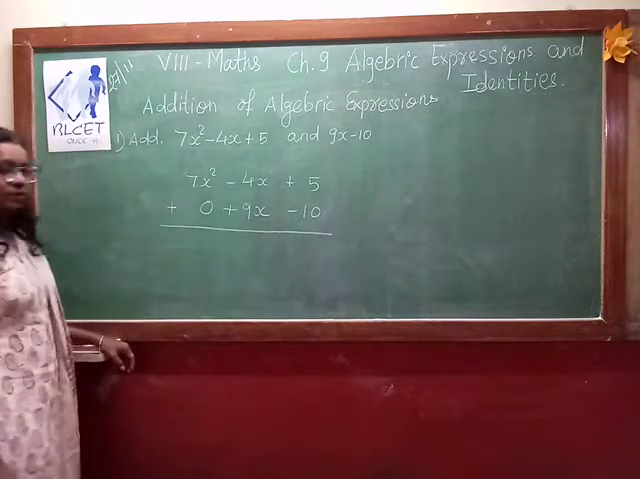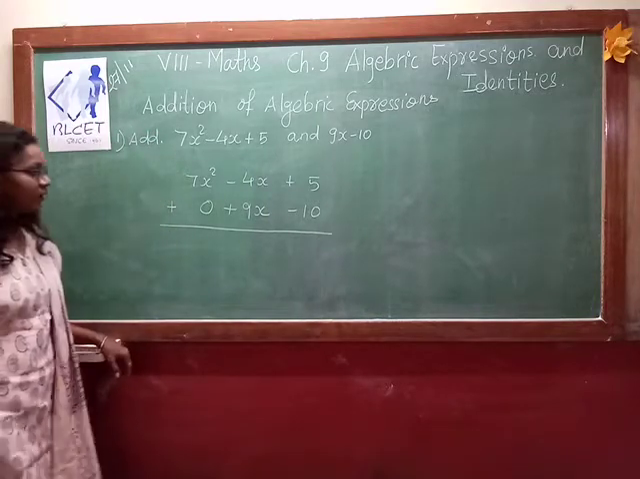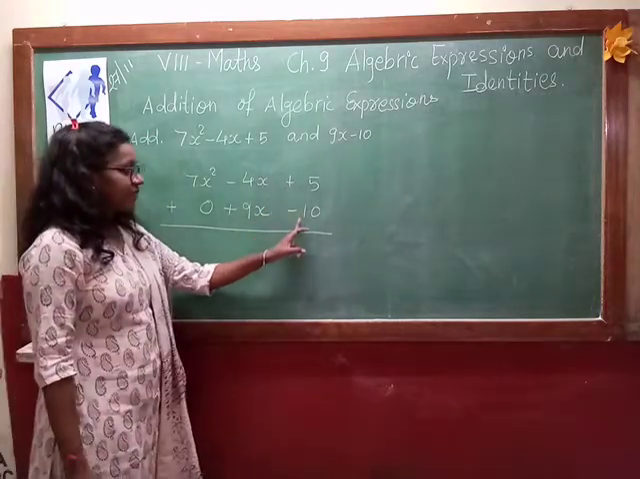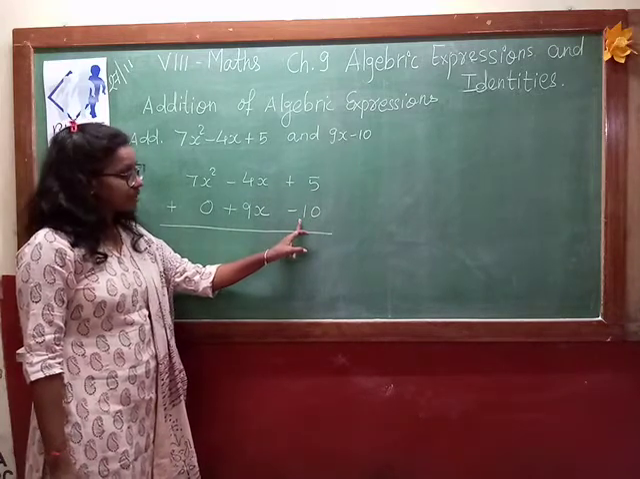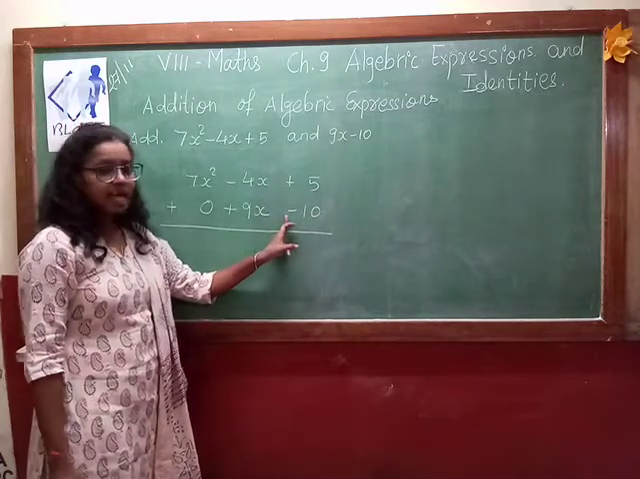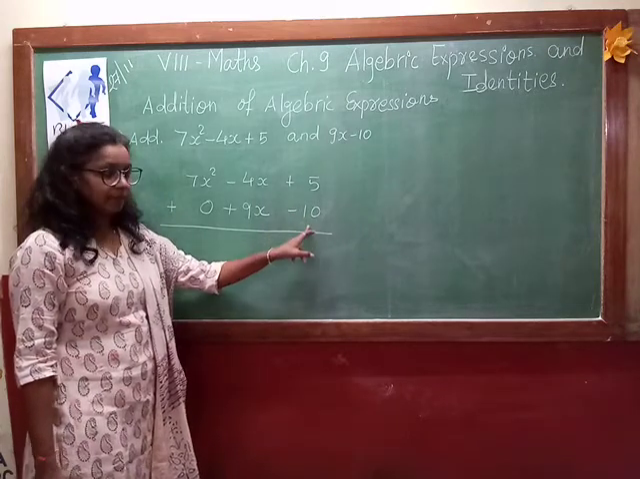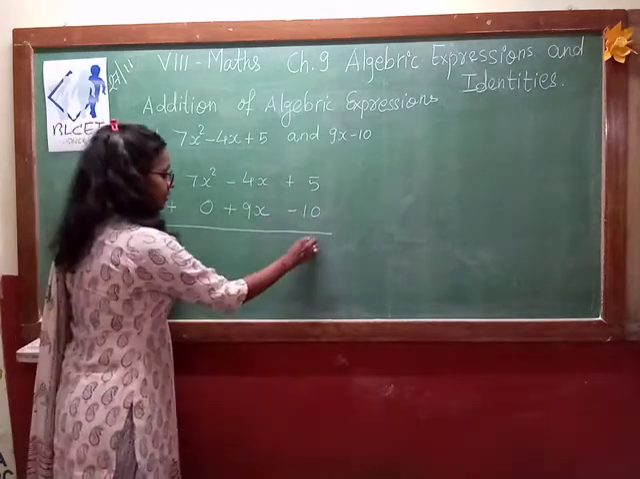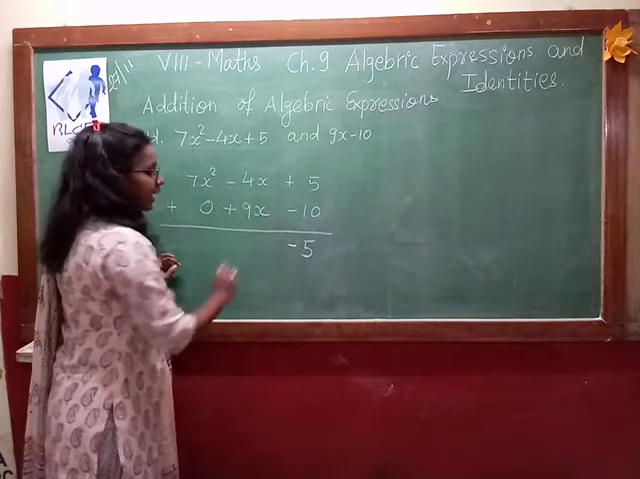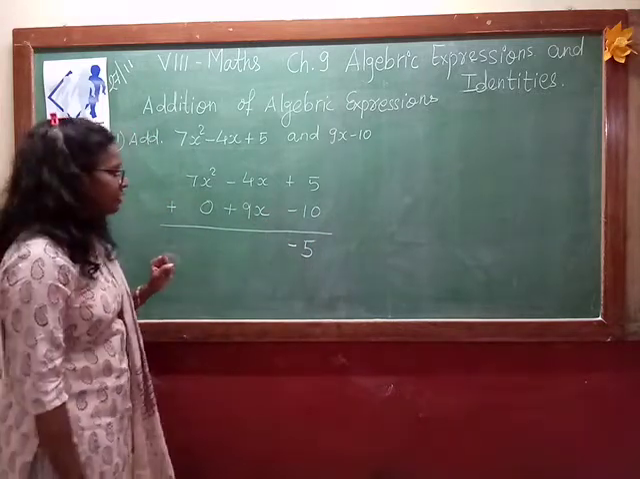Now we have to do the addition. So what we can do? Plus 5 minus 10. We have to do the subtraction as both the signs are different, and we have to keep the sign of the bigger term. So 10 minus 5 is 5. 10 is bigger, so we have to write minus 5.